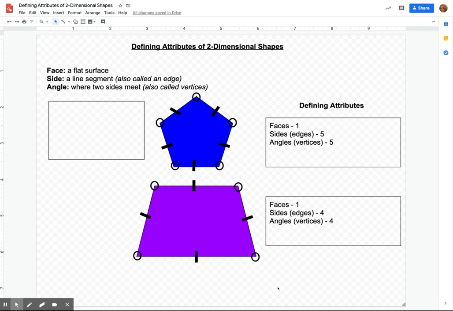So when you are looking at shapes and you are defining the attributes of a shape, these are the words that you should understand: face, side, and angle. And don't forget that a side can also be called an edge, and an angle can also be called a vertex or vertices when you're talking about more than one. Next time, we'll talk about three-dimensional shapes.